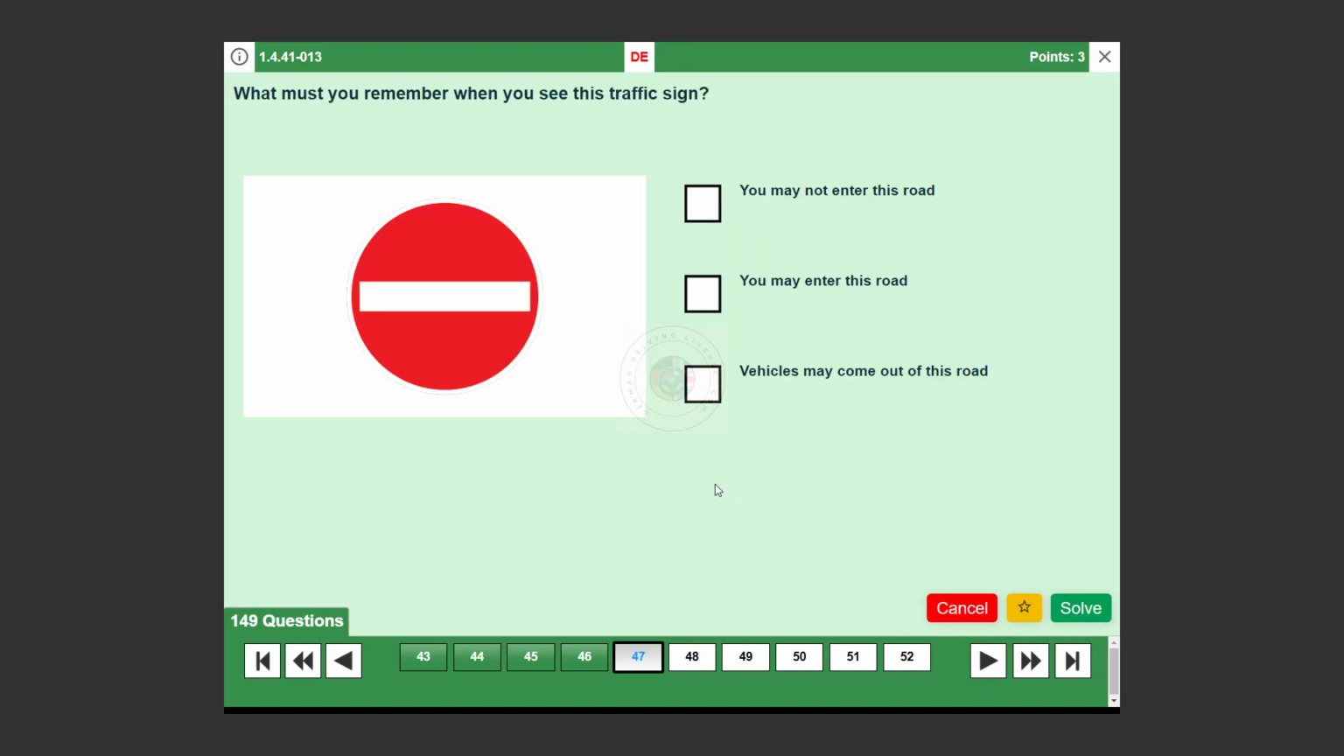Question number 47. What must you remember when you see this traffic sign? You may not enter this road. True. This sign is a clear indication of entry prohibition, requiring all drivers to avoid entering the lane.